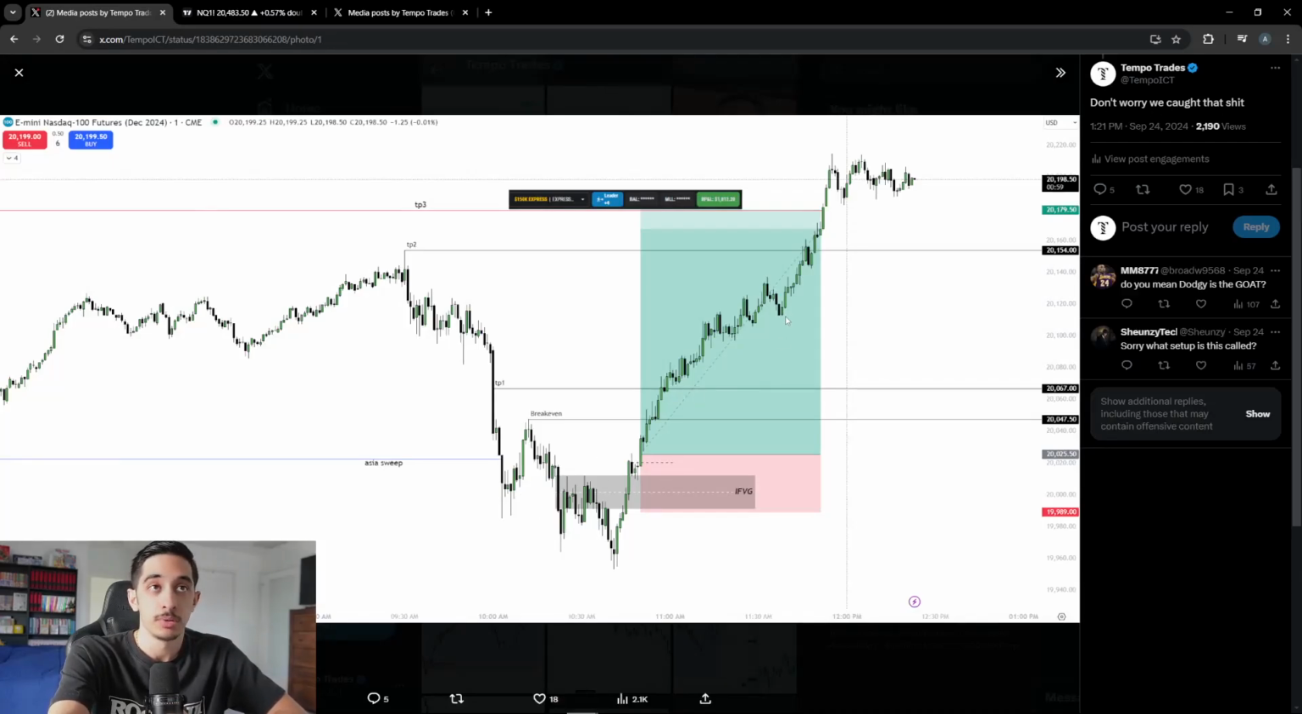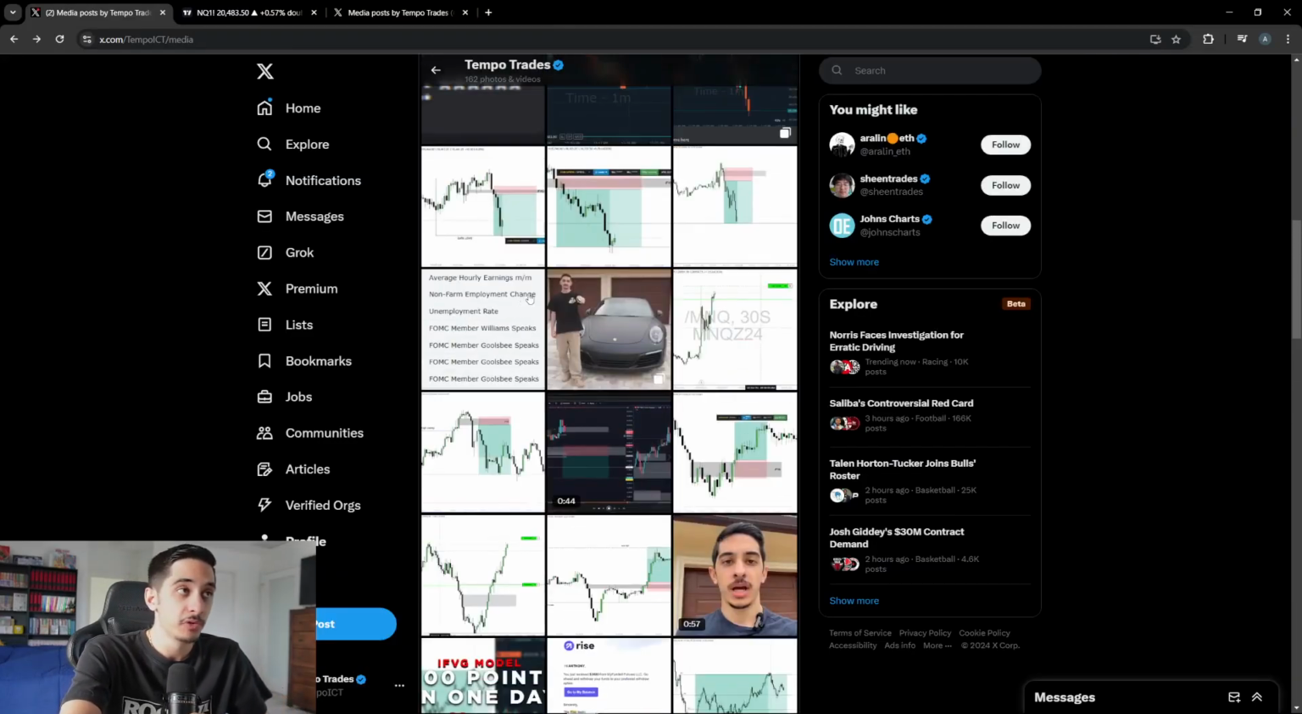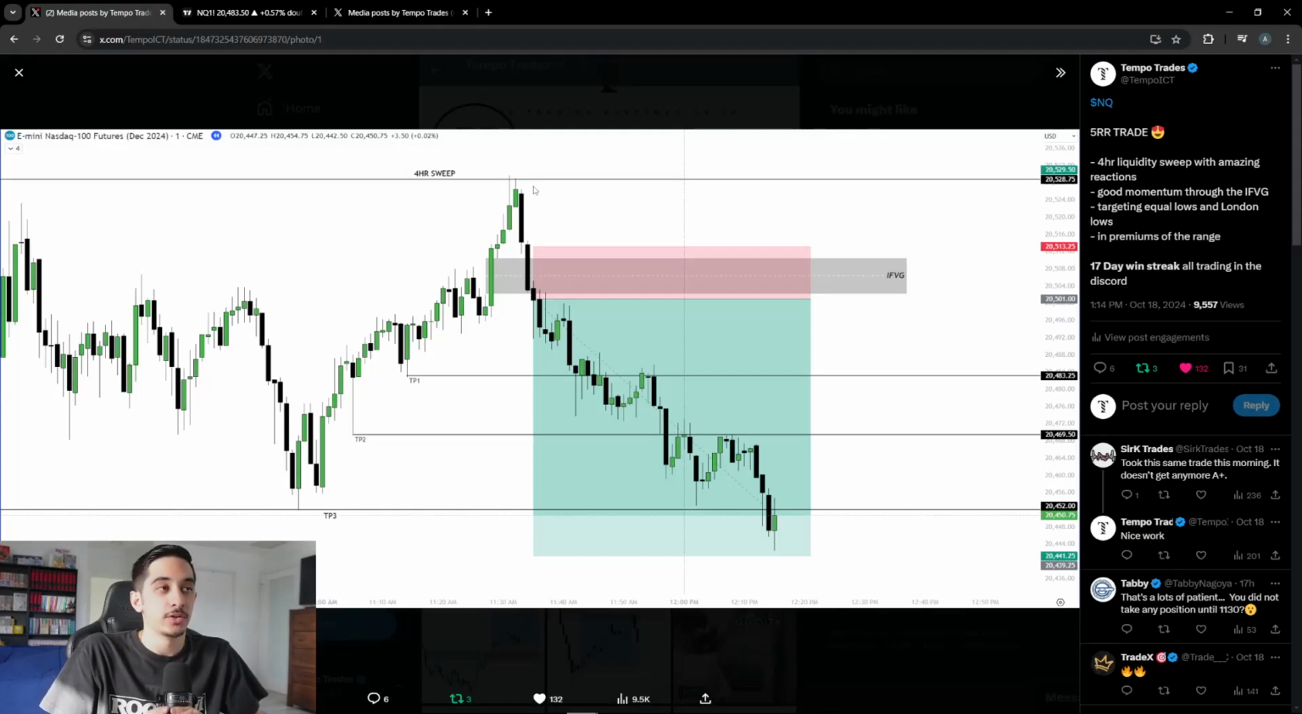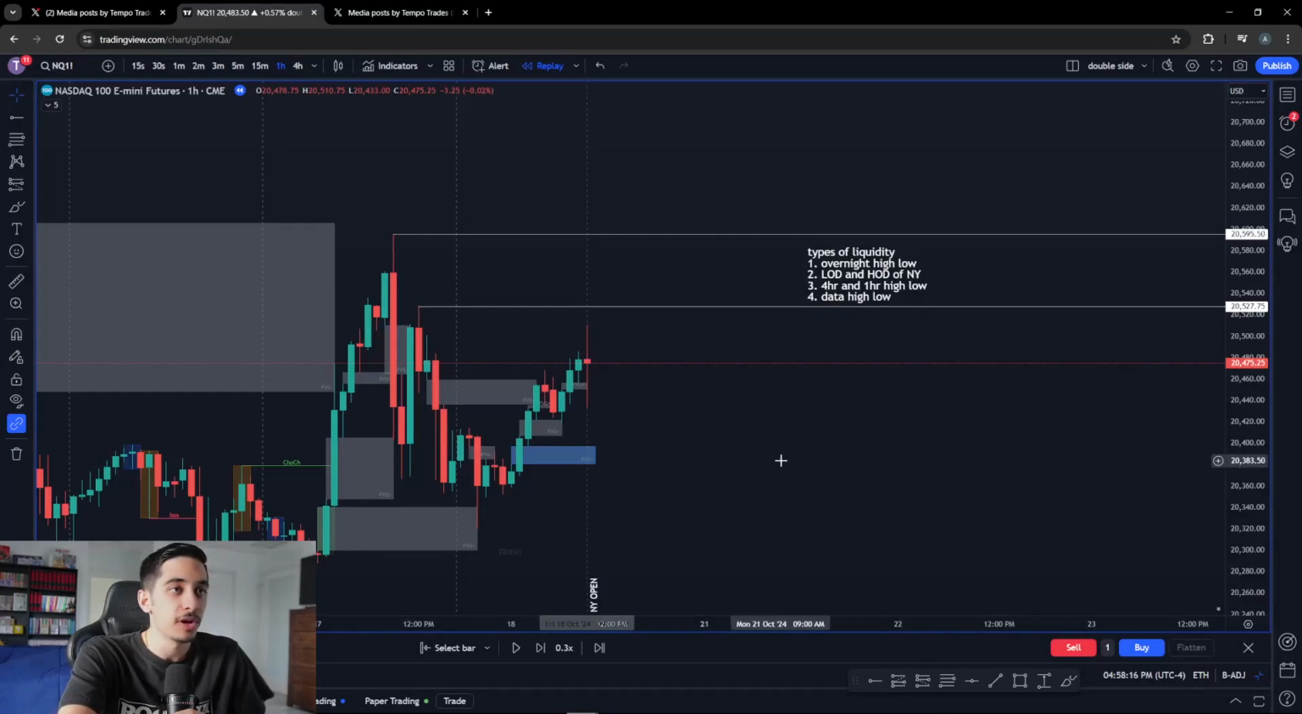Here's another example. I'm not results oriented. I don't care that this play went 100 plus points. This was a bad reaction because you can see here we swept Asia, chopped around for almost 30 minutes down here, and then finally made the bullish move. But I'd much rather have a reaction like this, where after 2 1-minute candles we're just dumping after the sweep. So reactions are very important.